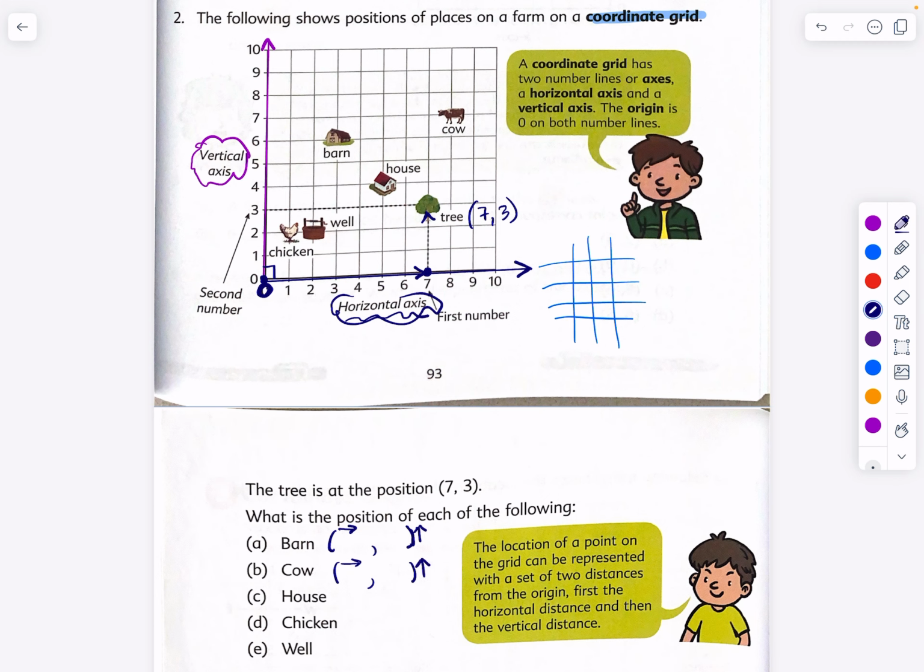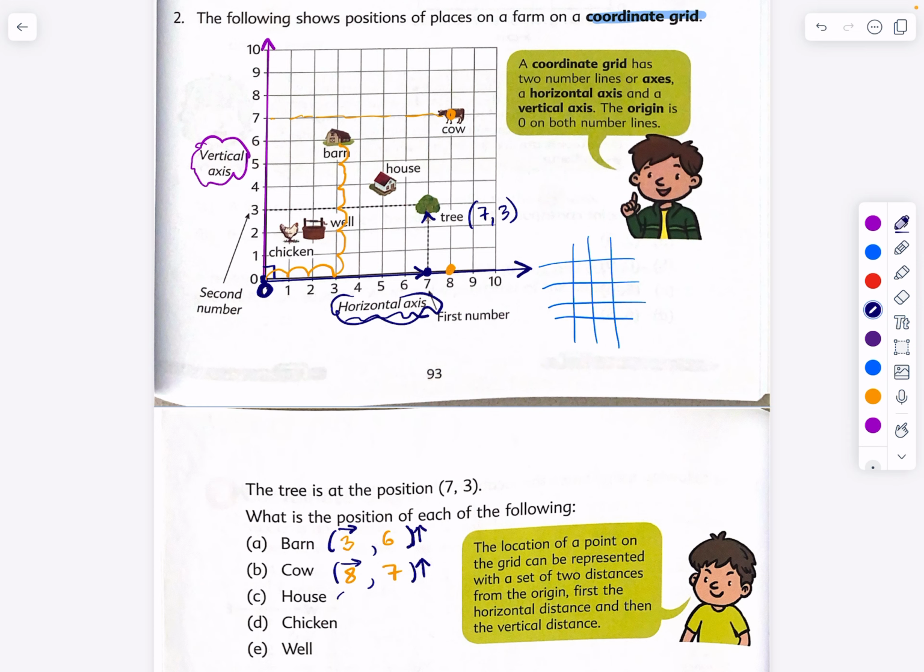So the barn is located, well, how many steps do we need to go to the right to reach the barn? We would need to go 1, 2, 3. Fantastic. And then 1, 2, 3, 4, 5, 6. So we would need to go 3 steps to the right and then 6 steps up. Now, what about the cow? Oh, the cow is pretty far. We don't need to count one by one anymore. To reach the cow, we have to walk 8 steps to the right. And how many steps up? Look at this. 7, right? 7 steps up.